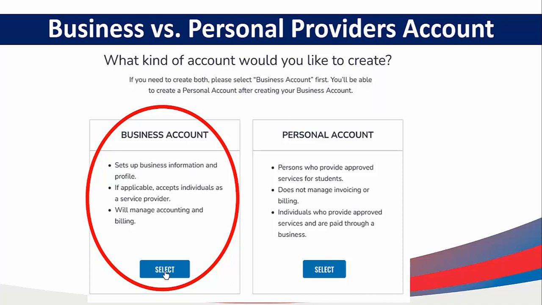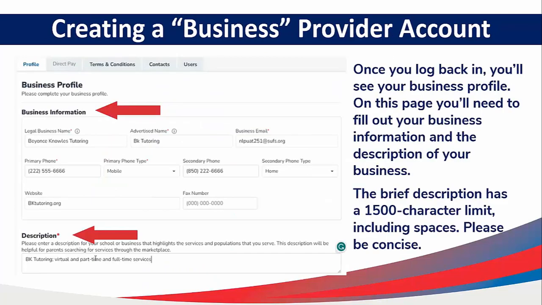Later in the presentations, we will explain how to add additional employees with accounting and billing permissions to the business account. So for now, one person should create one business account. Once you select business account, you'll be directed to create your business profile. Please be aware that the legal business name and advertised name displayed on your business profile in EMA represent your business name.